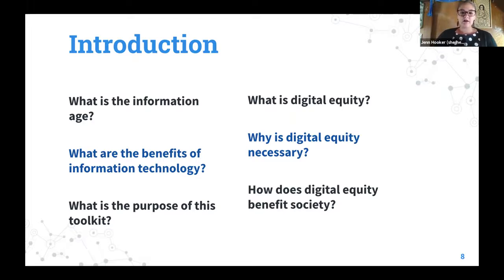In order to help solve this issue, we created this toolkit for rural libraries to help bridge the digital divide in their communities. We hope that many libraries, in partnership with other community organizations, can use this toolkit to help work towards digital equity for all.